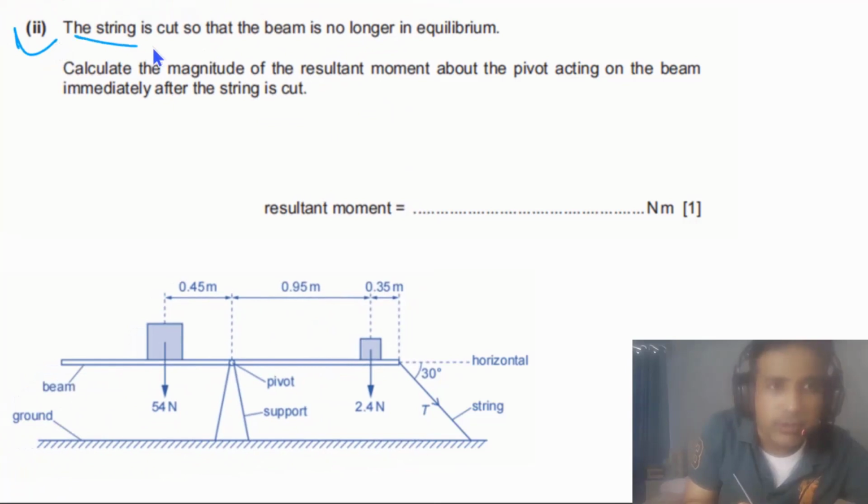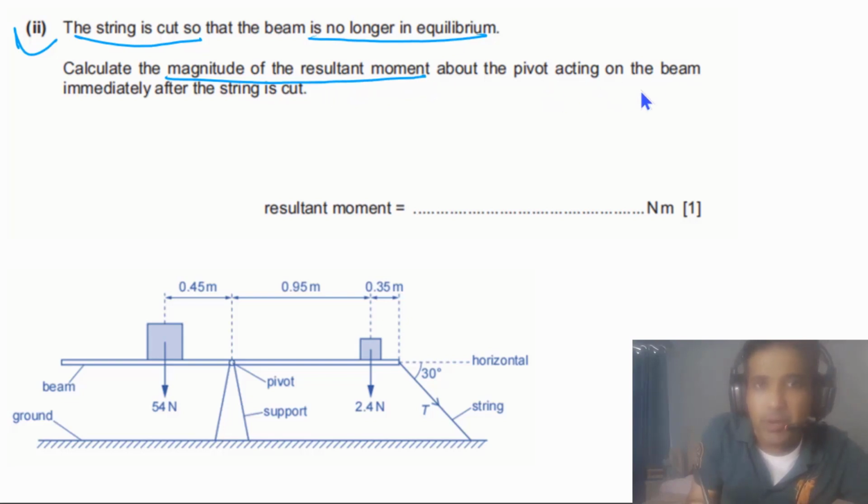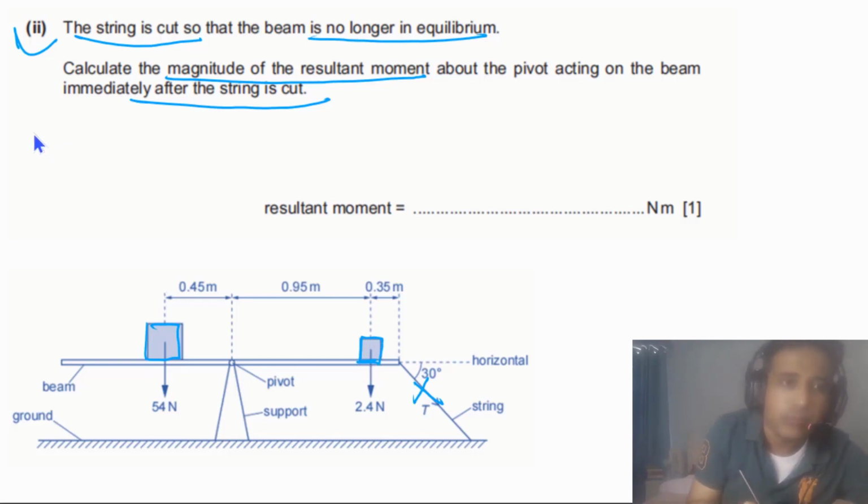Part 2 says the string is cut so that the beam is no longer in equilibrium. Calculate the magnitude of the resultant moment about the pivot acting on the beam after the string is cut. So now in this case the string is cut, so no more force by the string on the beam. We have one block placed here, another block placed here. So simply we need to calculate the resultant moment in this case.